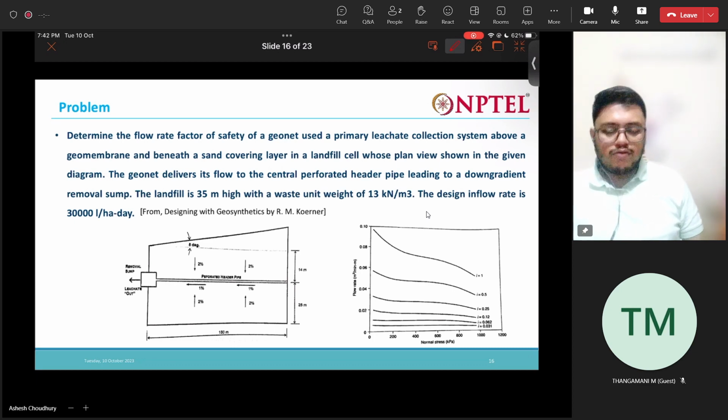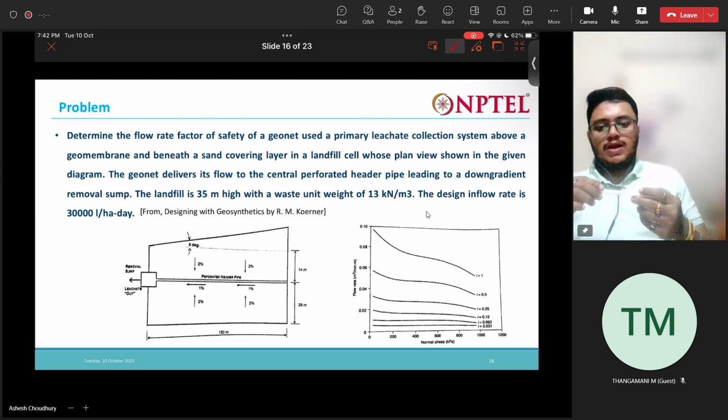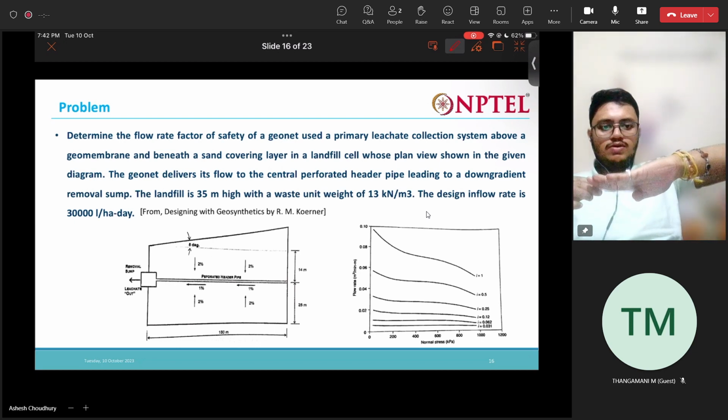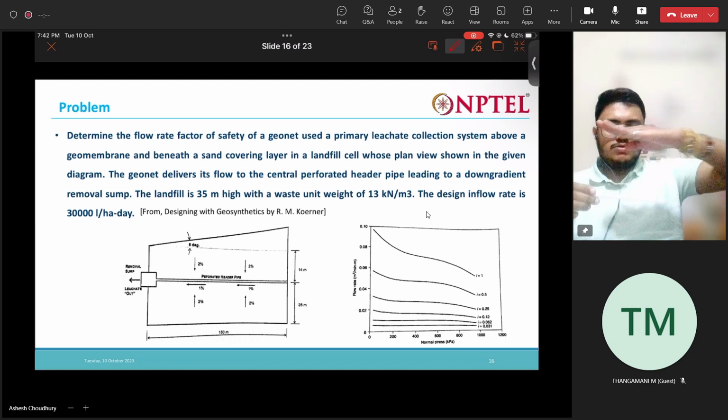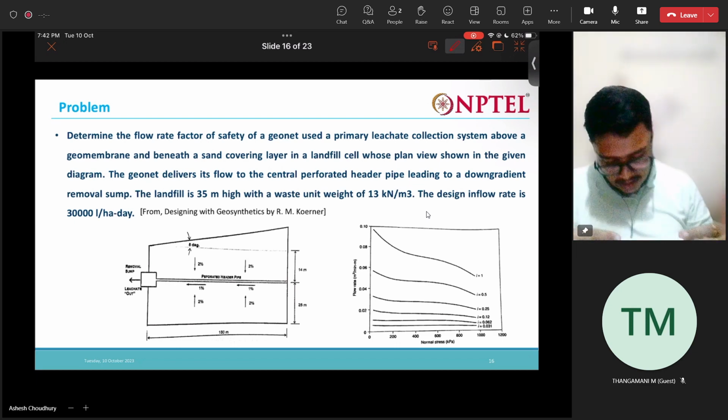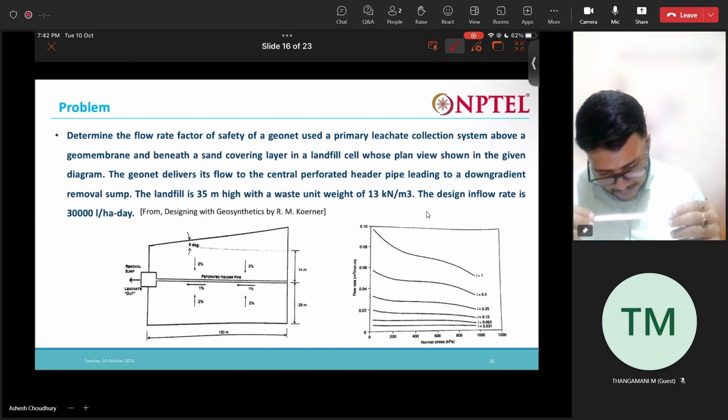This plan view of the landfill is actually shown here. This is the top view. So beneath the landfill, we have a perforated pipe. So we have a sloping ground like this. Here we have slope, this side we have slope. At the center we have a perforated header pipe.